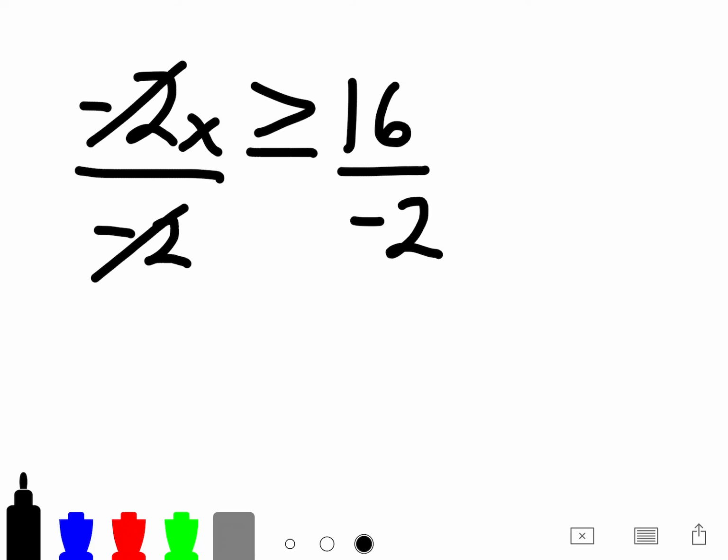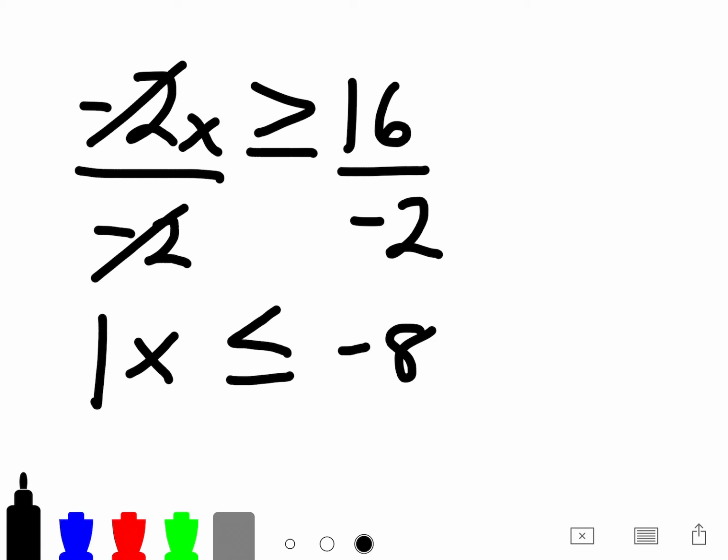Negative 2 divided by negative 2 is 1. 1 times x is just x. And then 16 divided by negative 2 is negative 8. Did we multiply or divide by a negative? You betcha. We divided by a negative. So now we're going to flip the sign. So instead of greater than or equal to, it's now going to be less than or equal to.